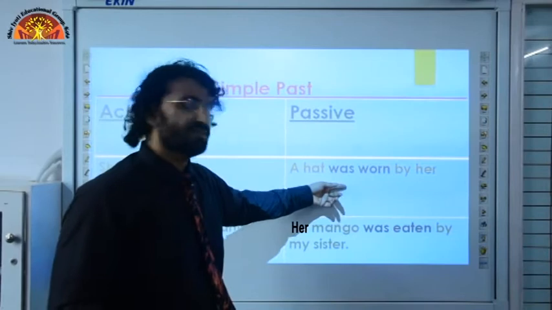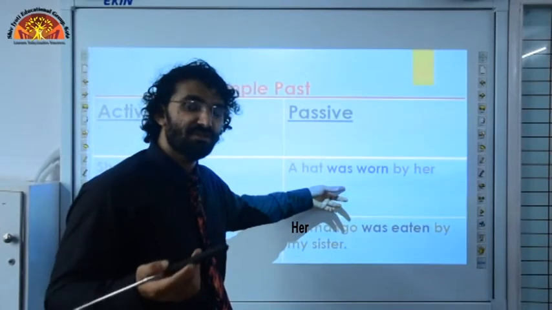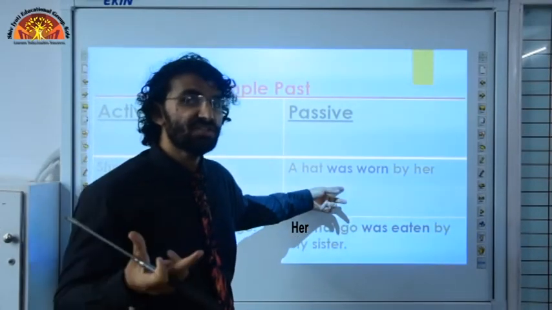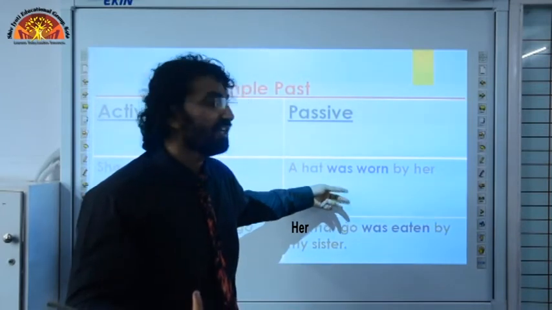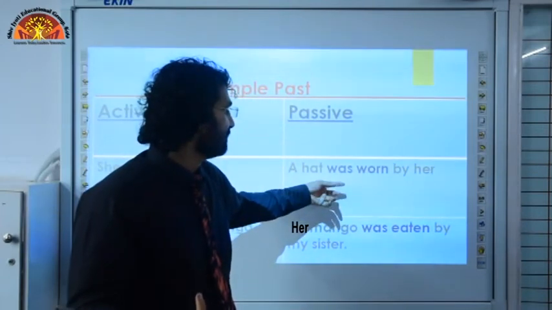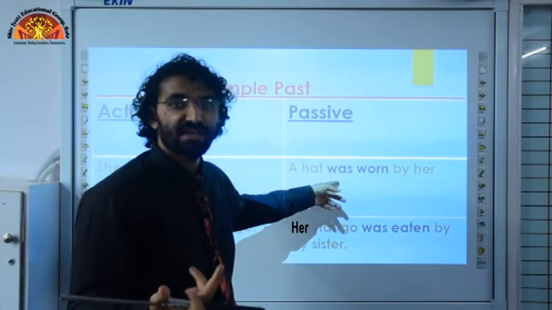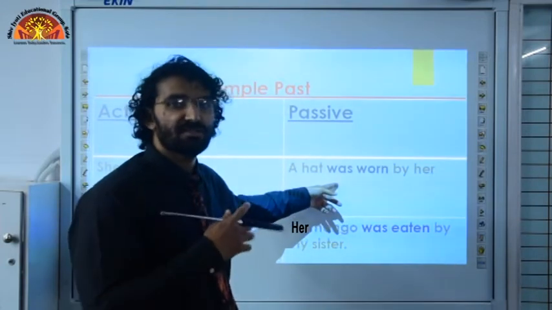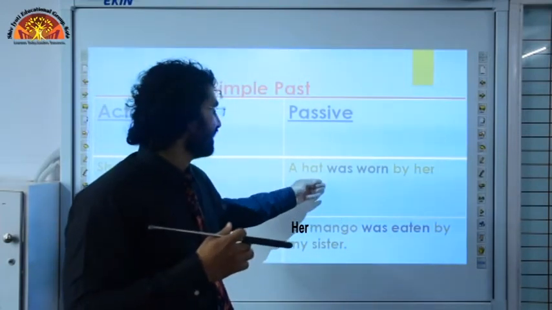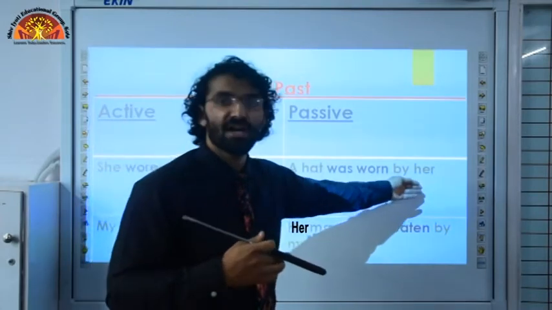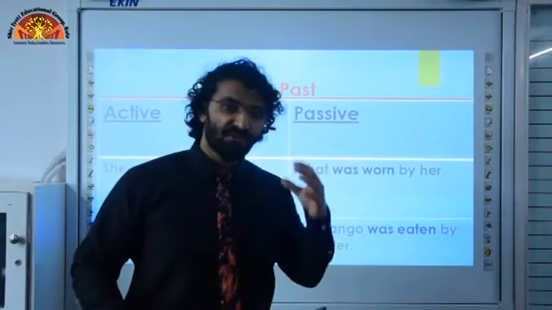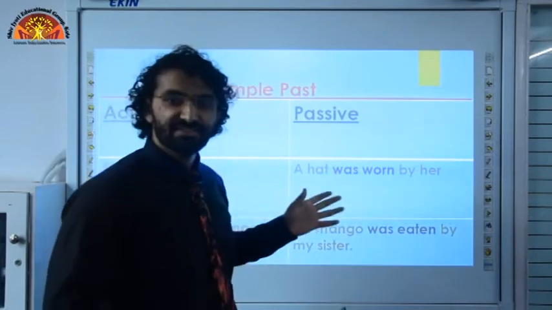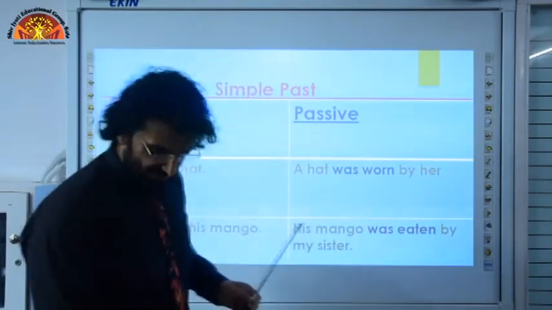Instead of is, in simple present, you remember, we brought in is as the helping verb. In past tense, we will bring in was as the helping verb because it belongs to simple past. A hat was worn by her. Alright? We have finished our talk on simple past. Now we are going to talk about past continuous.